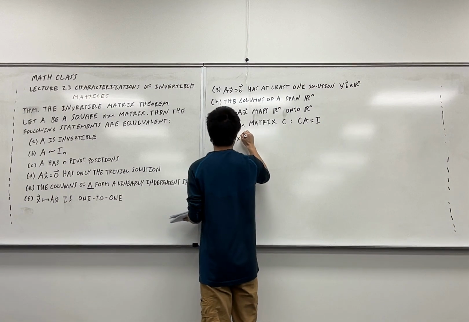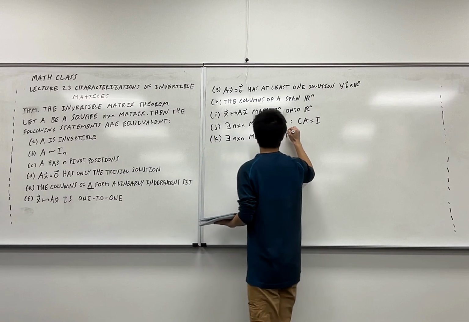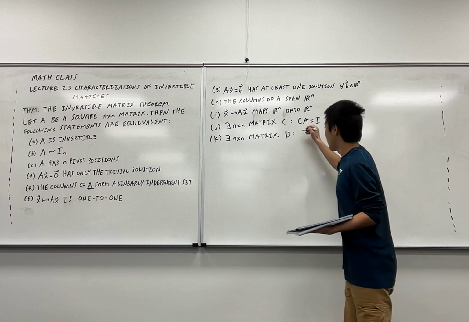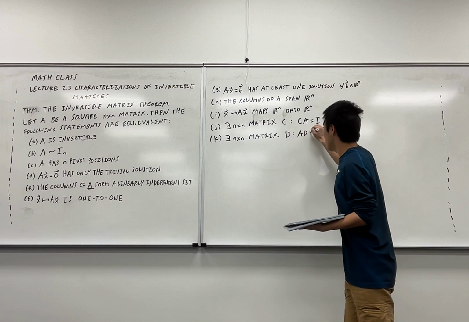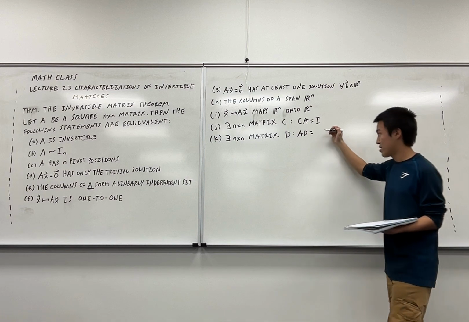There exists also an n by n matrix. We can call it D, doesn't matter. Okay, so that now I can multiply it on the right as well as the left. What does that return me? By definition, I, the identity.